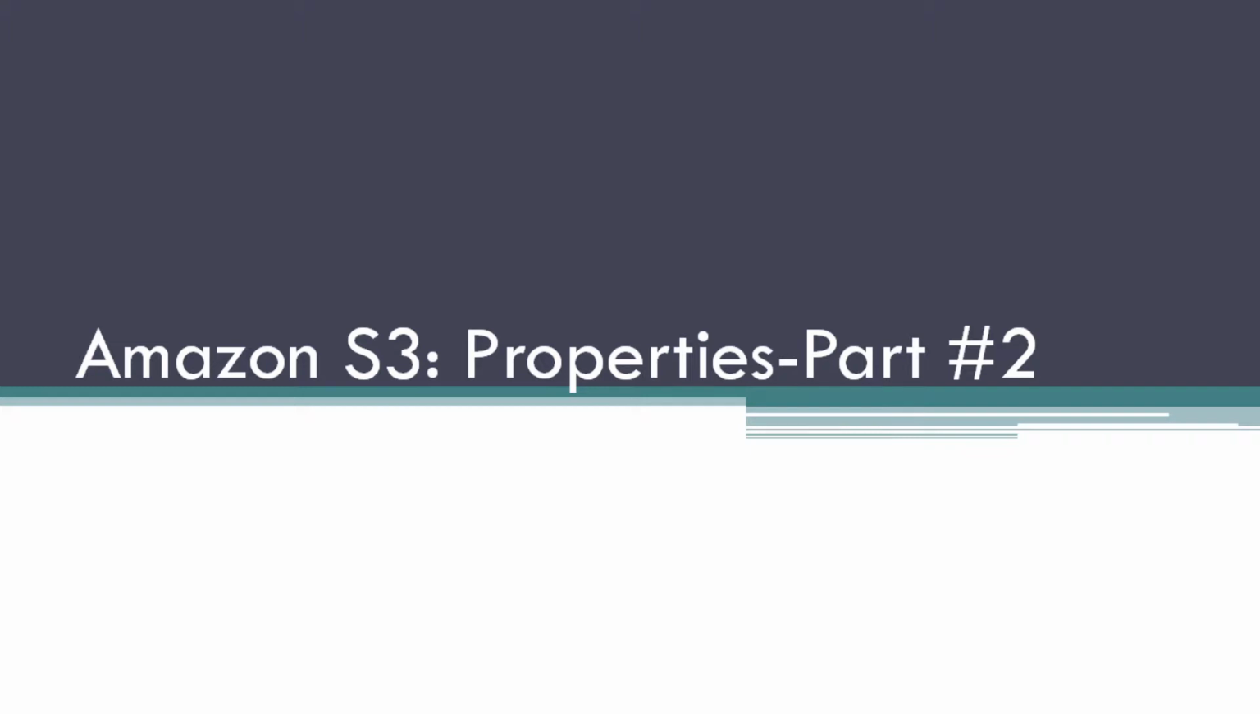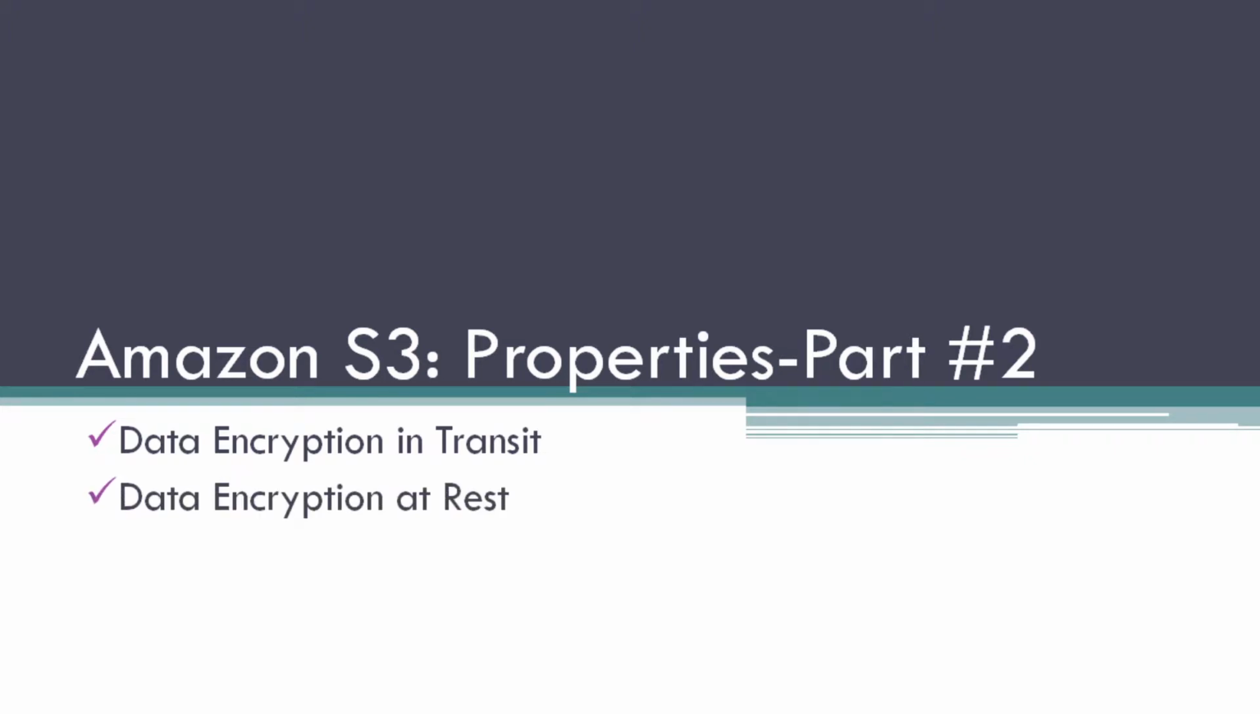In the series of Amazon S3 properties, we are in the second part. In the first part, we already saw object versioning. This second part is about S3 encryption. In this video, we are going to see how we can encrypt our data in transit and at rest. We will have some hands-on demo also.